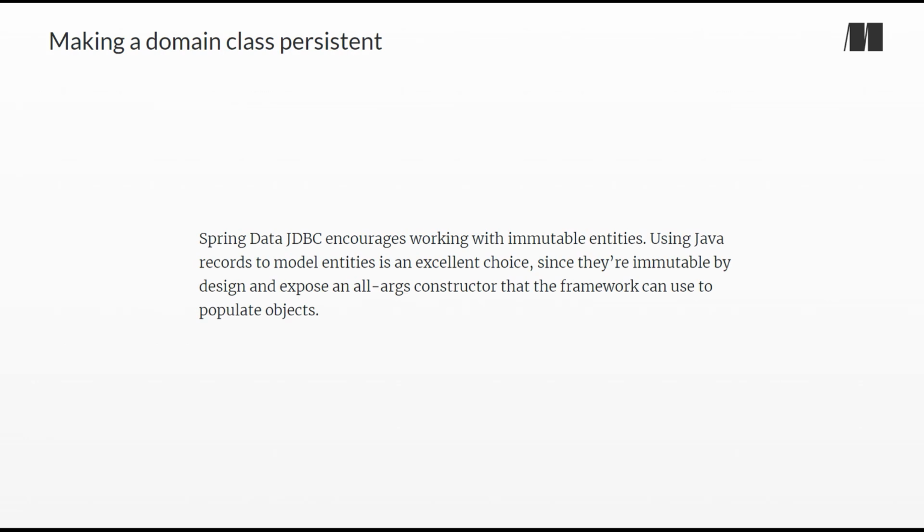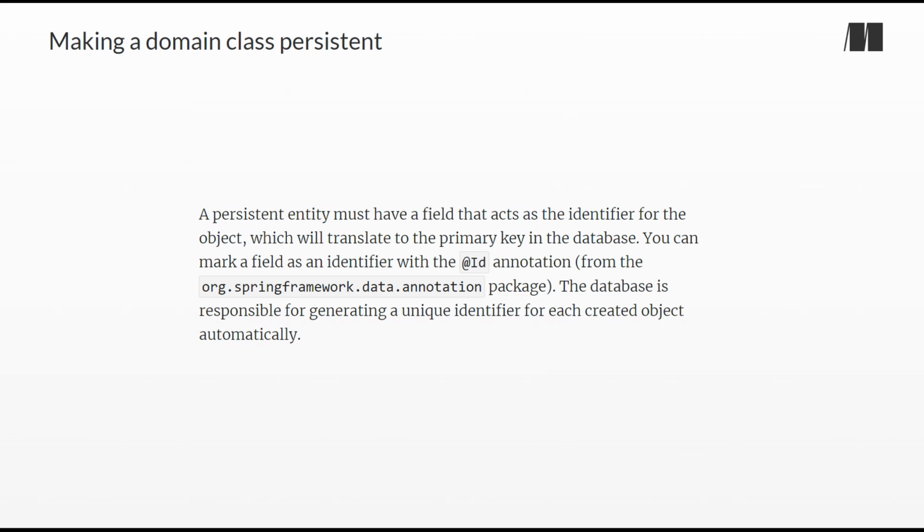Spring Data JDBC encourages working with immutable entities. Using Java records to model entities is an excellent choice, since they're immutable by design and expose an all-args constructor that the framework can use to populate objects. A persistent entity must have a field that acts as the identifier for the object, which will translate to the primary key in the database. You can mark a field as an identifier with the ID annotation, from the org.springframework.data.annotation package. The database is responsible for generating a unique identifier for each created object automatically.